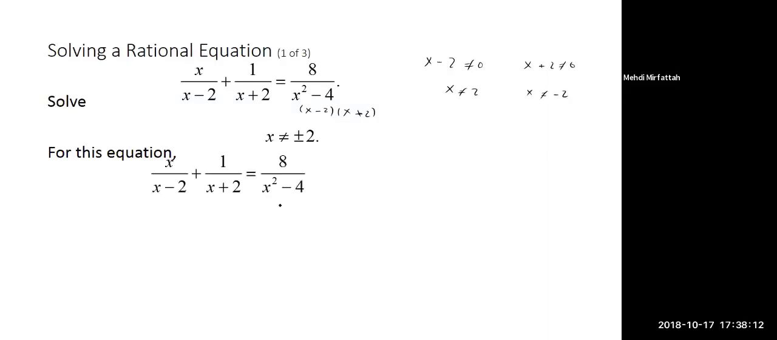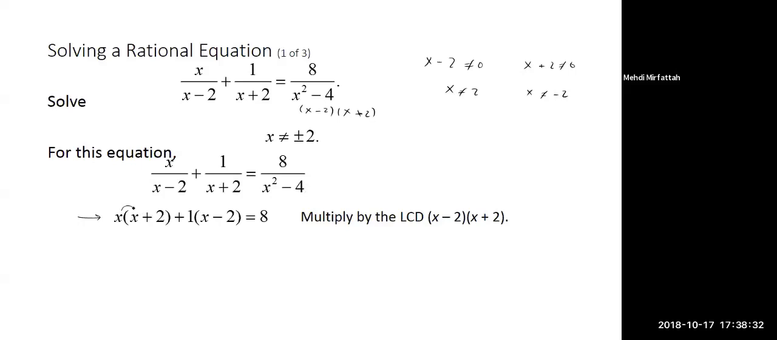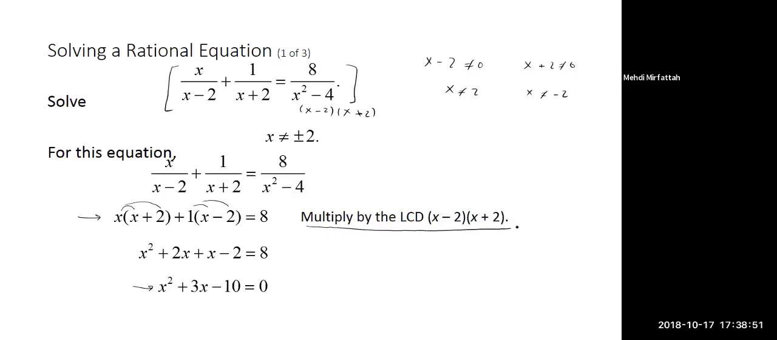For this equation, you can multiply each term by the LCD. The LCD here is x minus 2 times x plus 2. We do this to eliminate fractions. Once you multiply by the LCD, you get a linear equation where you can distribute and combine like terms, and you get a second order equation. This equation is equivalent to what we had originally. So multiplying each term by the LCD allows us to look at the equation in standard form without any fractions. Now I can factor this and solve for x.